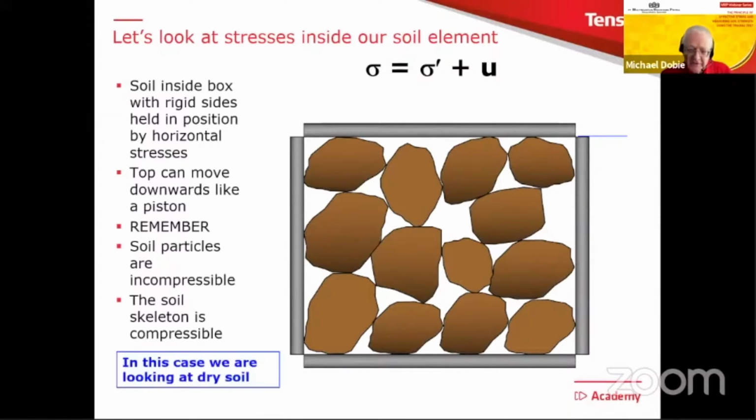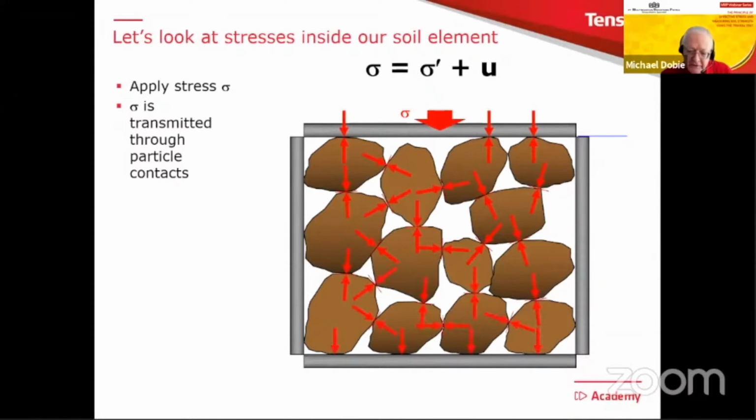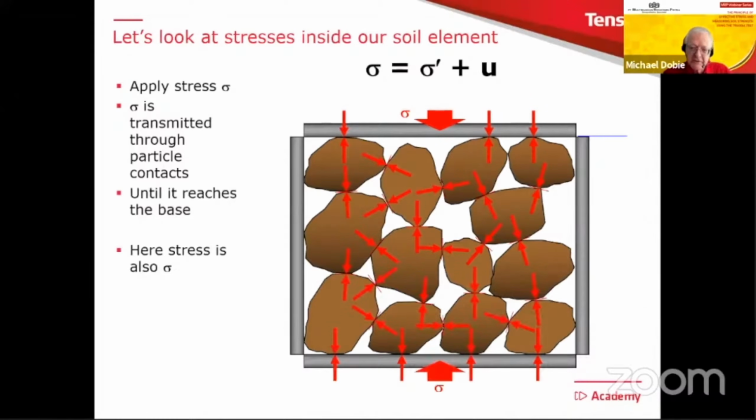So as I said, this is currently a dry soil. What we're going to do is apply sigma on the top, and that's going to be transmitted down through the particle contacts until it comes out at the bottom. And there we, of course, also have sigma. And that's going to create a horizontal force that has to be resisted on the edges by K sigma.